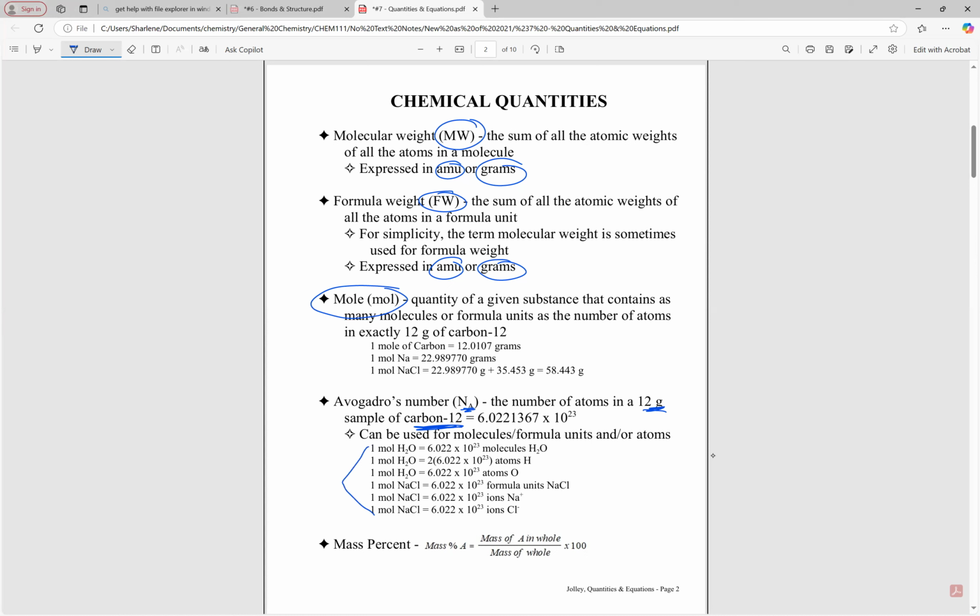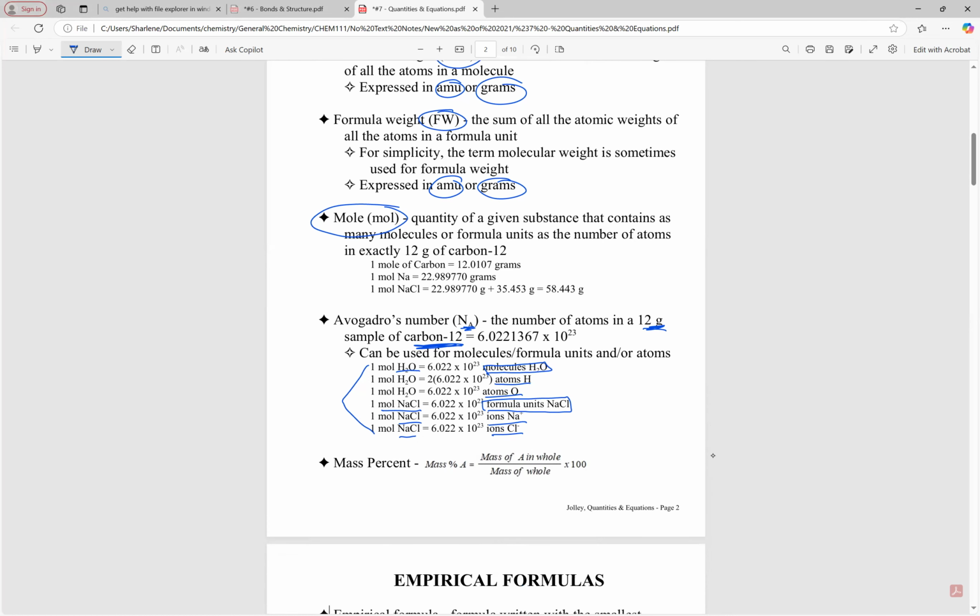And notice it's all about the words. It's all about the words. Sodium chloride, well, what's inside sodium chloride? Ions of chloride, ions of sodium. In 1 mole, I haven't broken it down yet, so I have formula units. In 1 water, individuals are molecules, but if you break it down further, it's atoms. And so that's the difference between them. All right, that takes care of molecular weights.